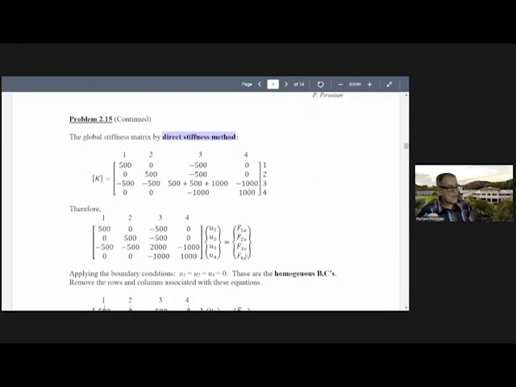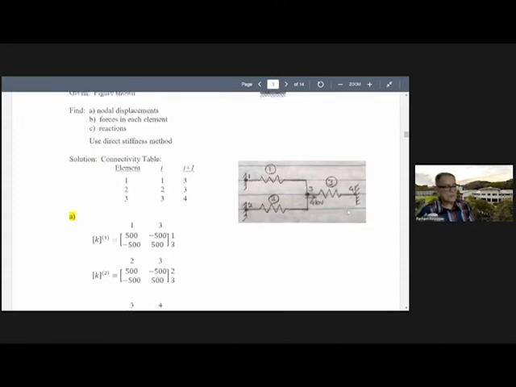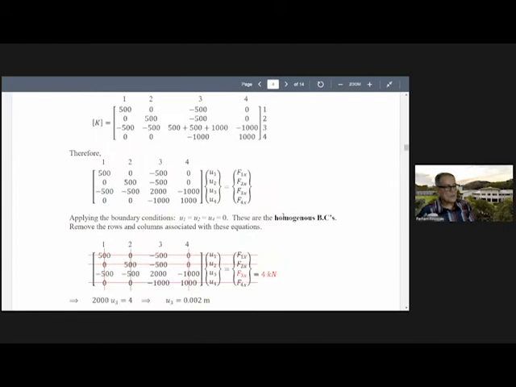The boundary conditions are displacements at nodes. Look at the figure: displacements at nodes 1, 2, and 4 are 0. If displacements are 0, they are called homogeneous boundary conditions. Remove them from the system of equations. For example, node 1 displacement is 0, so row 1, column 1 out. At node 2 displacement is 0, row 2, column 2 out. Node 4, 0, row 4, column 4 out. So these are the displacement boundary conditions.